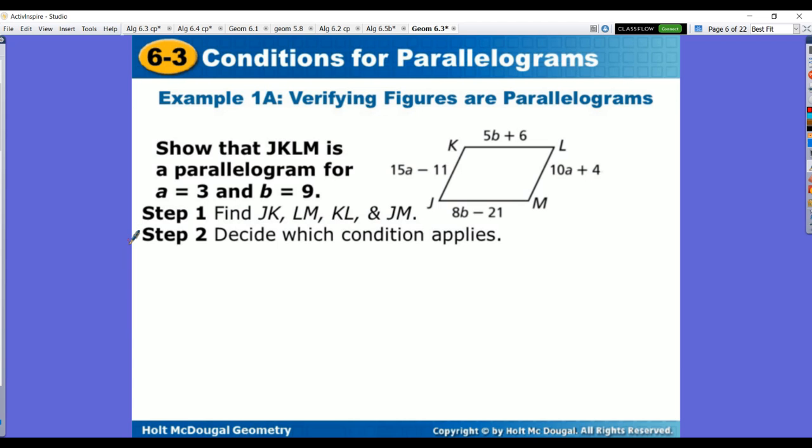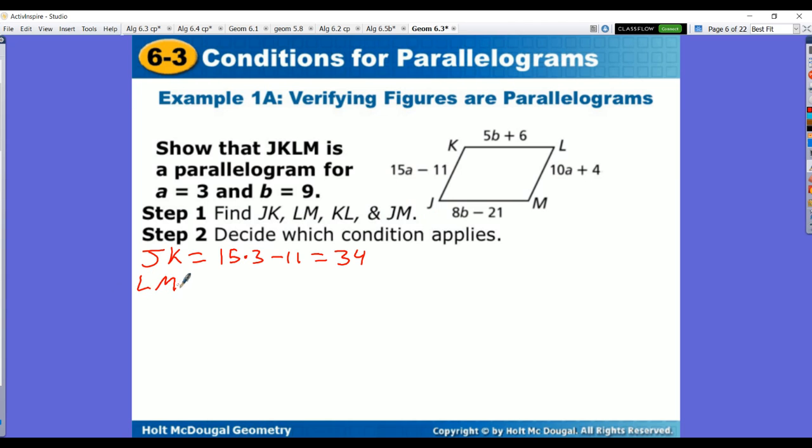Now what's nice about these is they're giving us numbers for these variables, so we just have to work out the math. So let's start with JK. First we want to find the length of JK. JK is 15 times A minus 11, and they're telling us A is 3. So if we write that out, we have 15 times 3 minus 11, and that's going to get us 34 for JK. We're going to do the same thing with each one of these other line segments and see what we have.